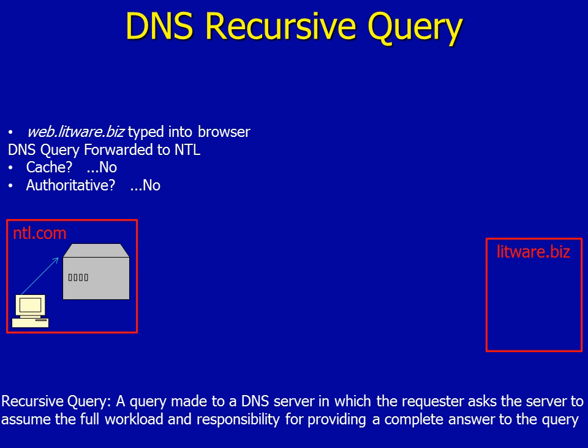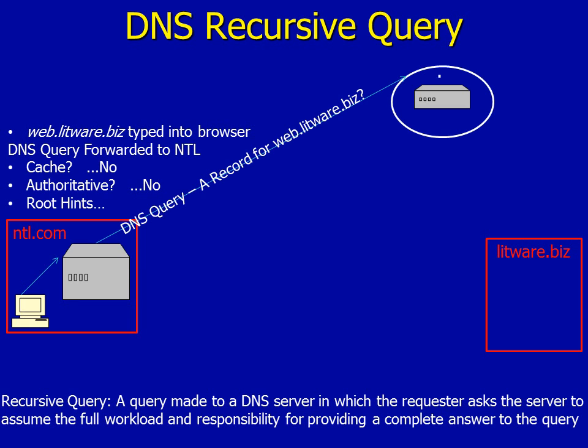Is it in the cache? No. Is that particular ntl.com DNS server authoritative? No. Forwarding is not configured, which we're going to look at later. So it does its last port of call, which is its root hints.